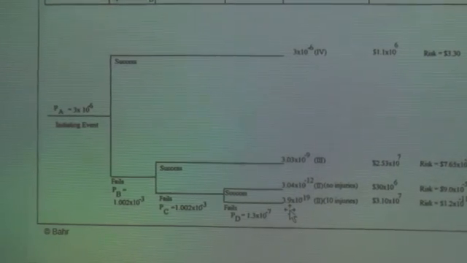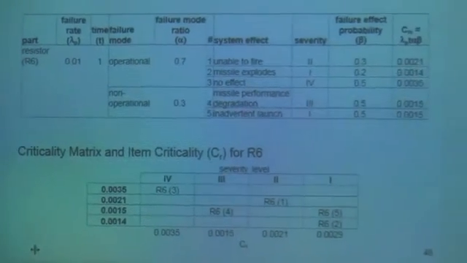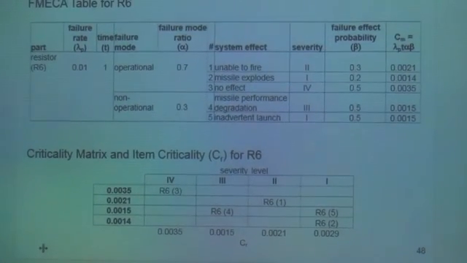So FMECA is kind of a hybrid between event trees and FMEA. It's taking data and putting it into your FMEA, and then arranging it in a matrix so that you've got a risk matrix at the end of it. So it sort of takes event trees and risk matrices and FMEA and puts it all together into something that's a hybrid of all three of them.